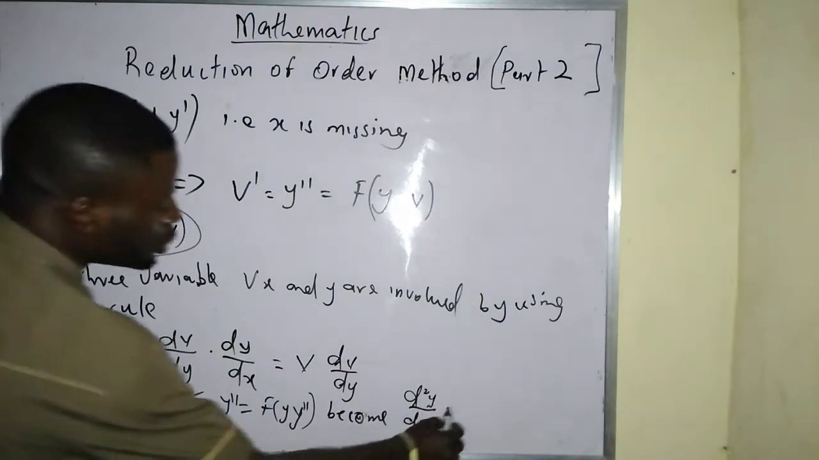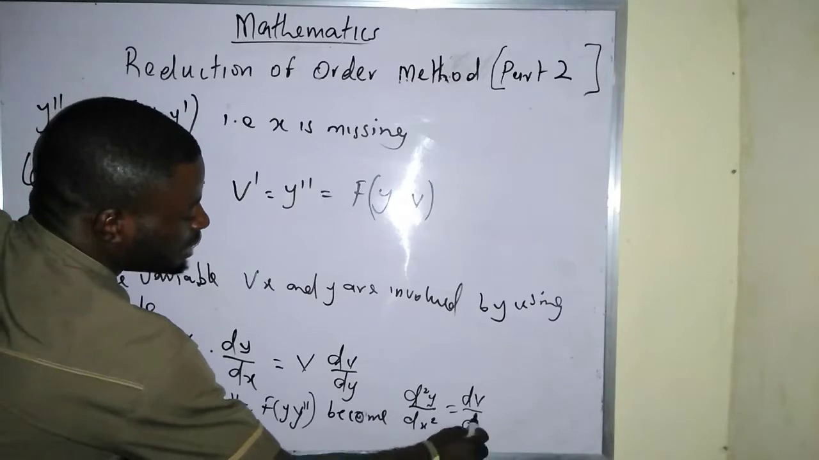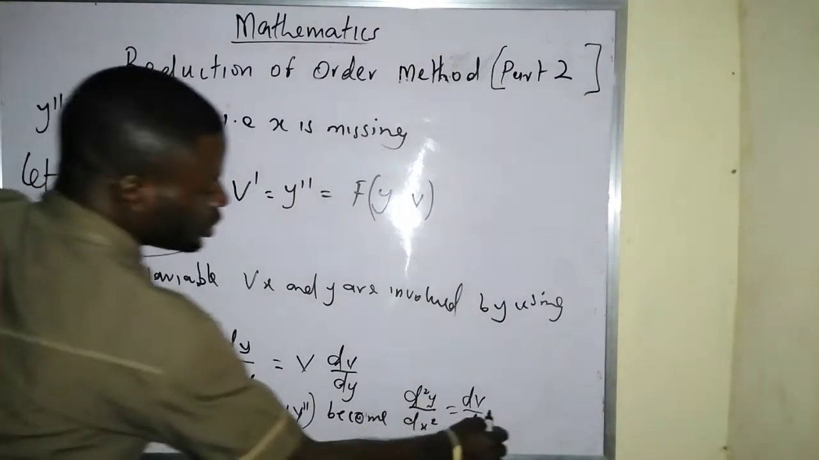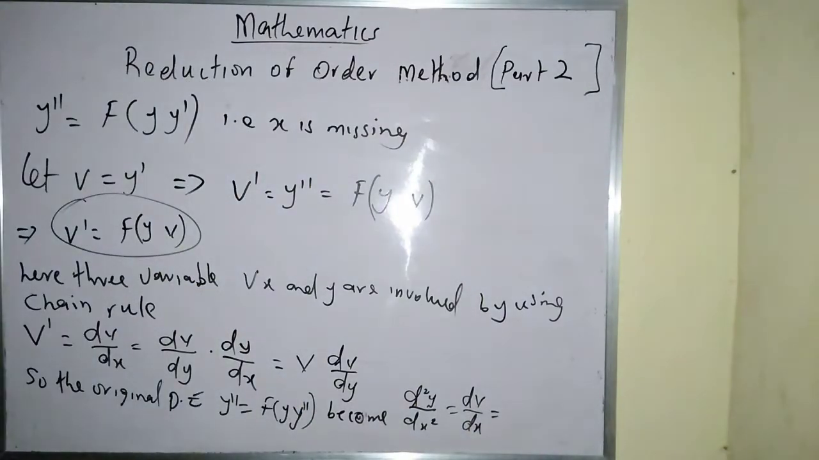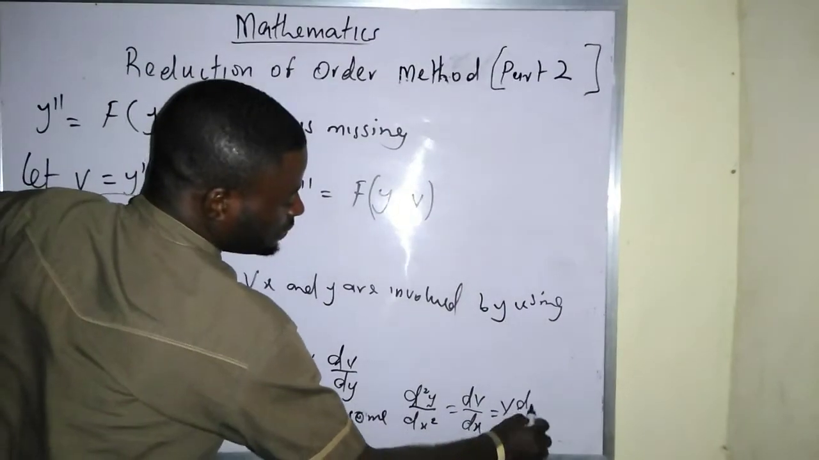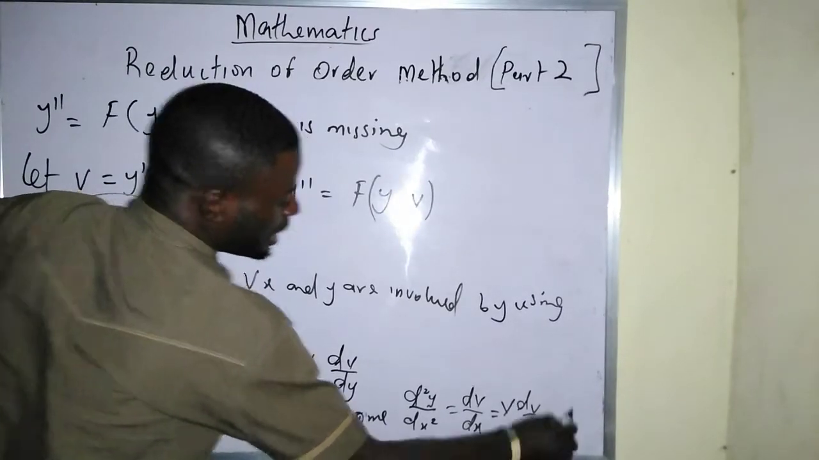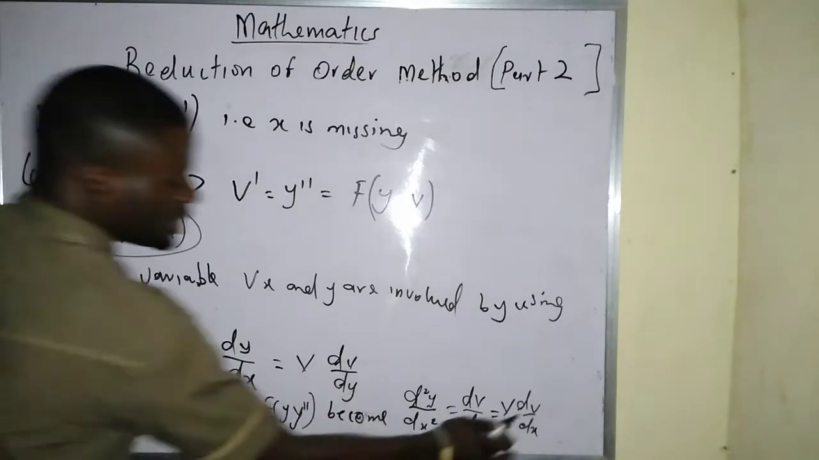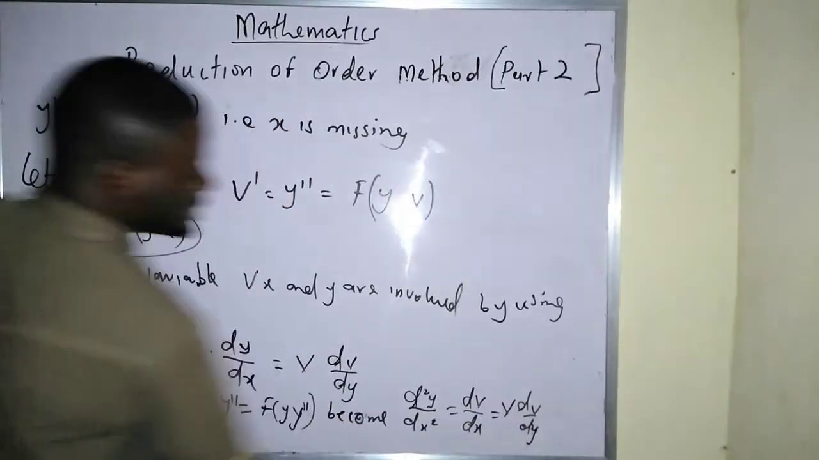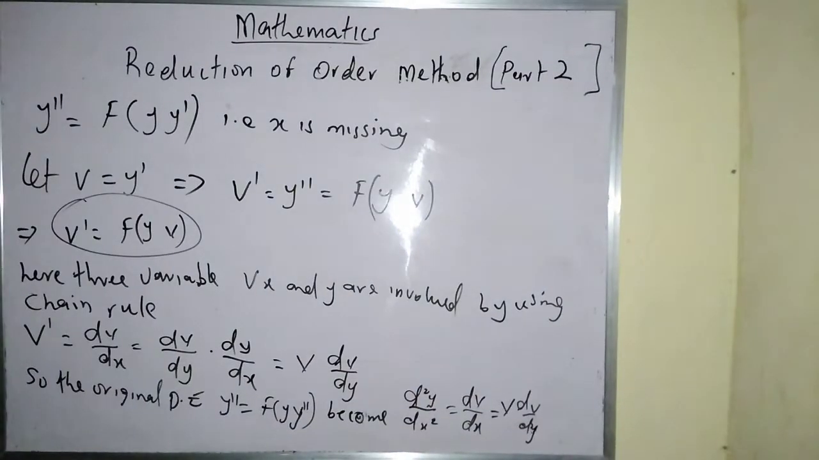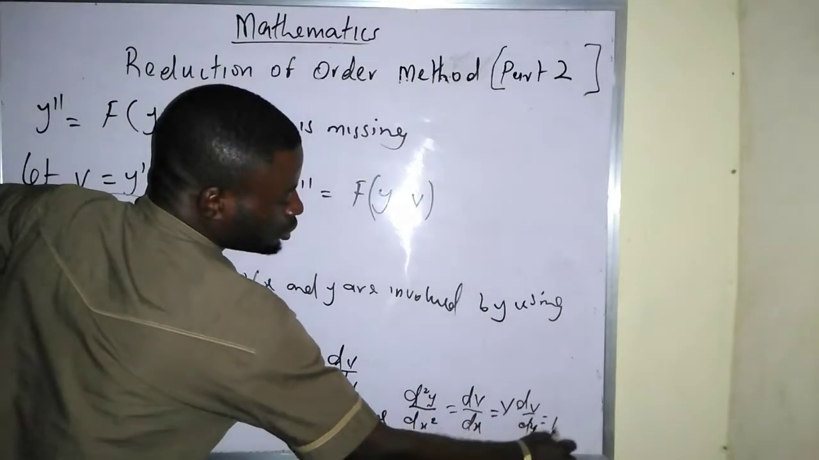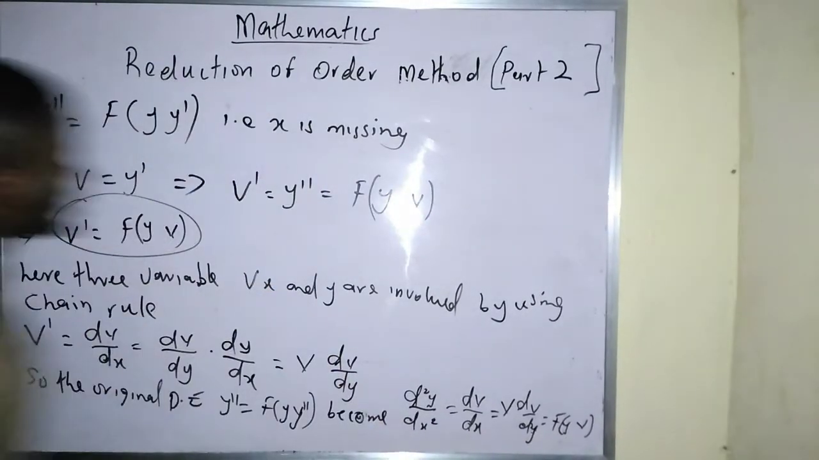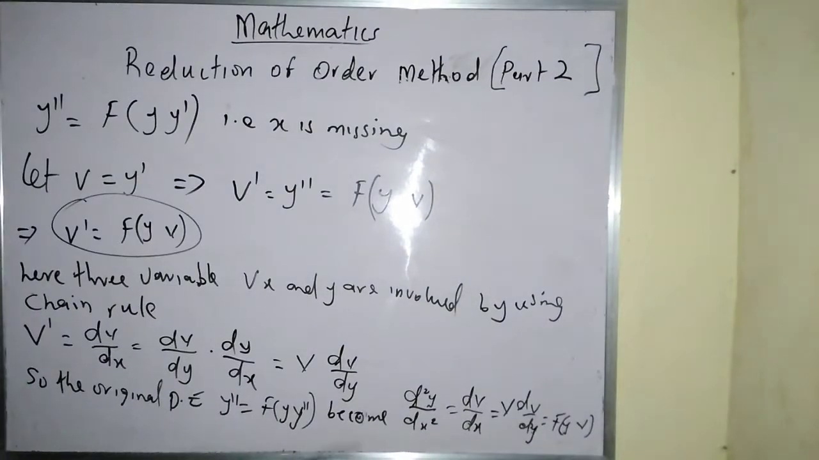It will be equal to dv over dx, which can also be equal to v dv over dy, sorry, it should be dy. This also can be equal to v of x, that is the function of y and x.